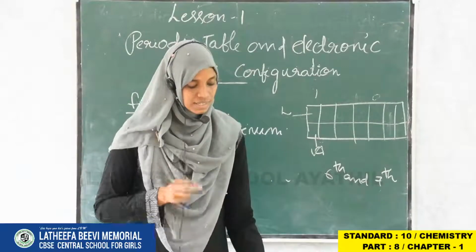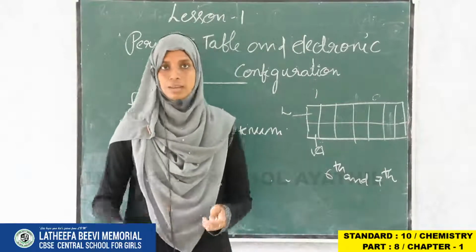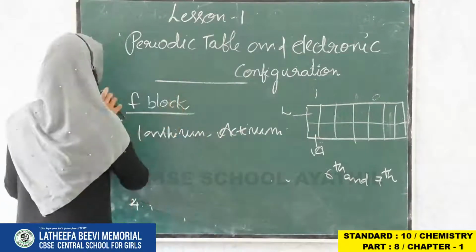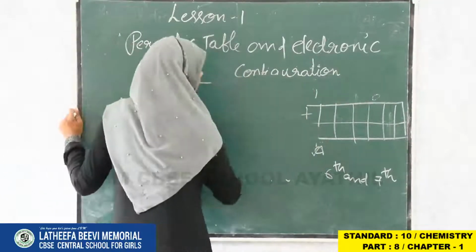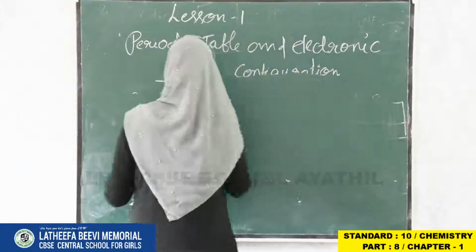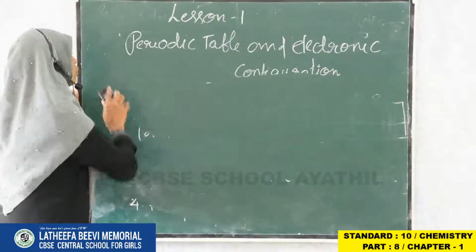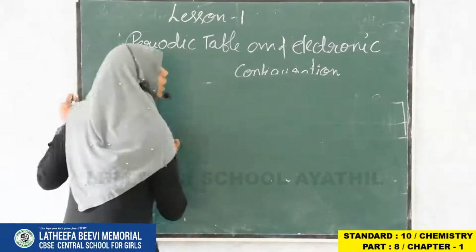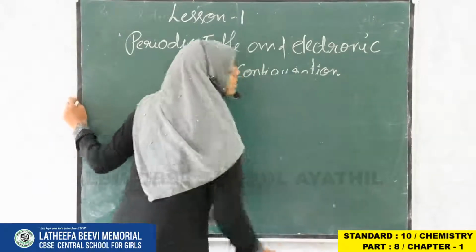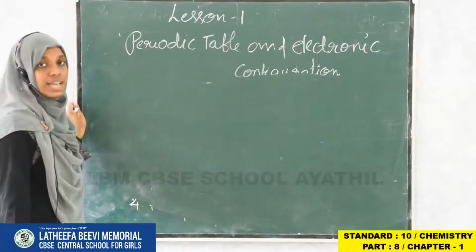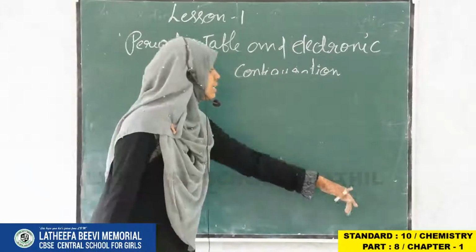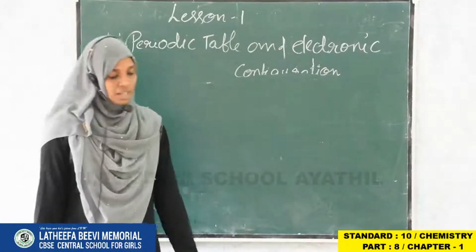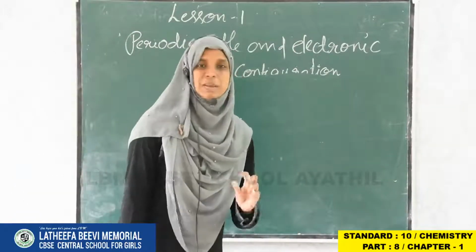So there are certain characteristics for these F block elements. Now we can discuss that. The F block elements consist of lanthanum and actinum, the first row is called lanthanoids and the second row is called actinoids, and they are in the 6th and 7th period. Now we are going to discuss the specialities of this.